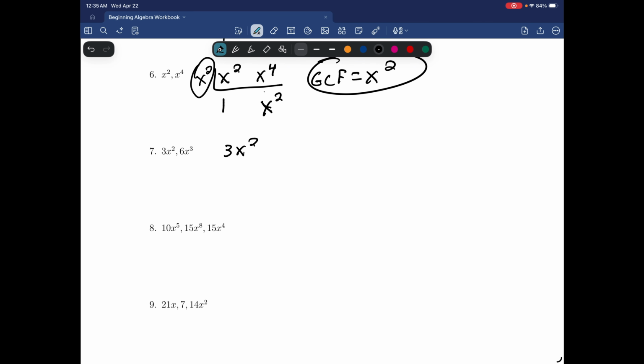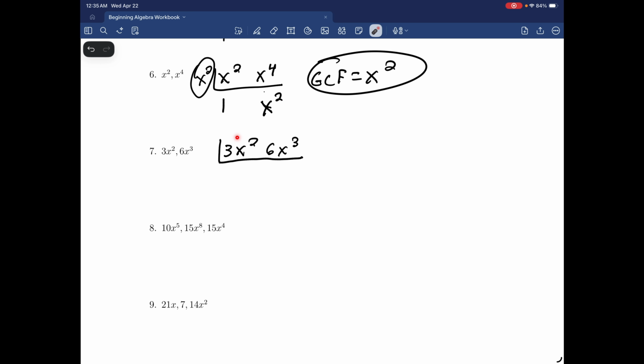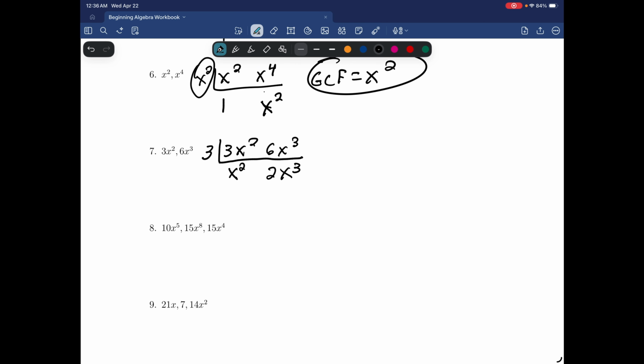So we have 3x squared and 6x cubed. Looking at this, we can look at the numbers, or the coefficients, that we have. We have a 3 and a 6, and I can identify that I can divide both 3 and 6 by 3. So I'm going to write that out here. And when I do that, 3 divided by 3 is just 1, so we're going to be left with x squared. I'm going to write that 3 closer here. And then here, 6 divided by 3, well, that's just 2. And I'm going to carry that x cubed.